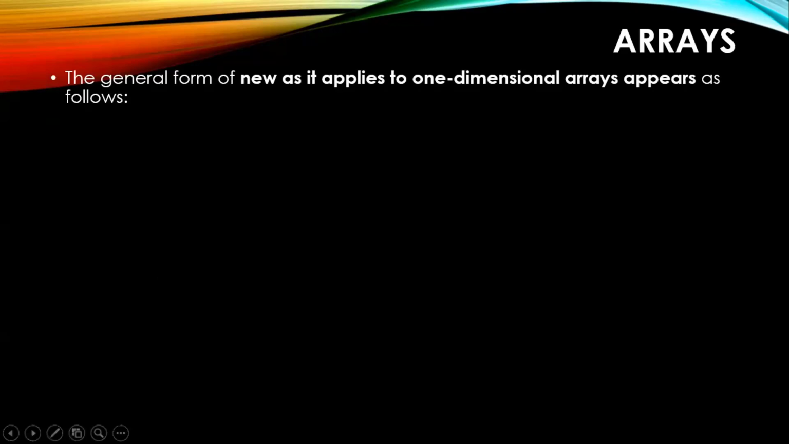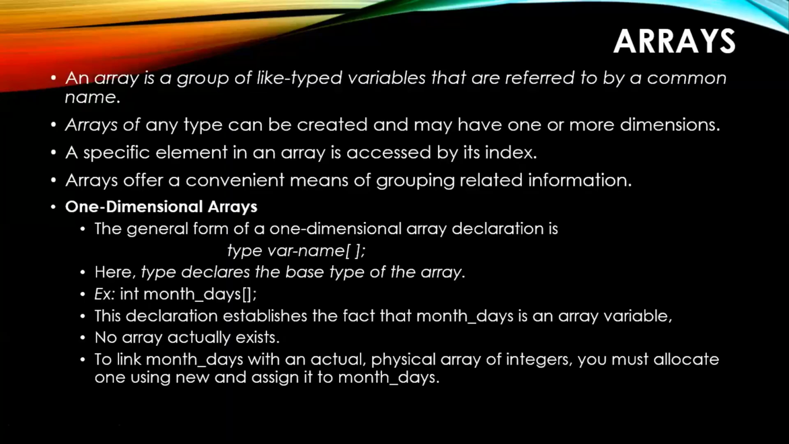Yeah, done. We will discuss those things afterwards. All those syntaxes are possible. The general form of new as it applies to a one-dimensional array appears as follows. Array variable, that means in the last example we have created int month_days. So what was that particular name? month_days, right? So this declaration is done.